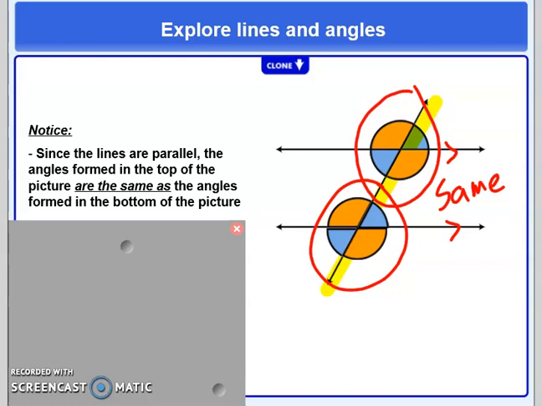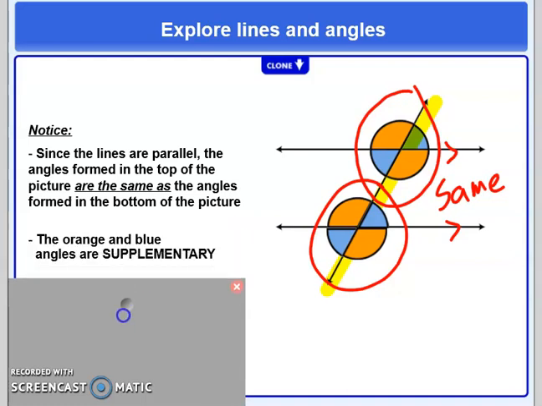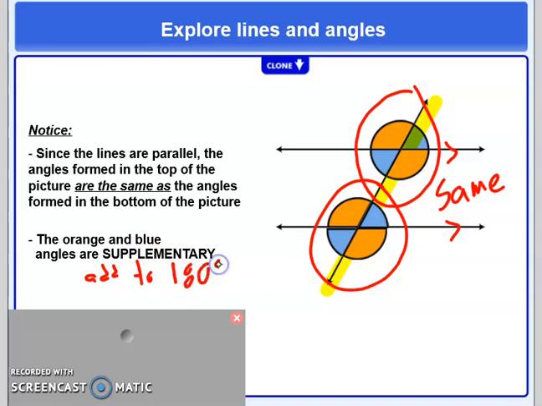But there's another thing that you might notice, that the orange and the blue angles are what we call supplementary. And again, what it means to be supplementary is that they add up to 180 degrees. So let's write that. Add to 180 degrees. Right?